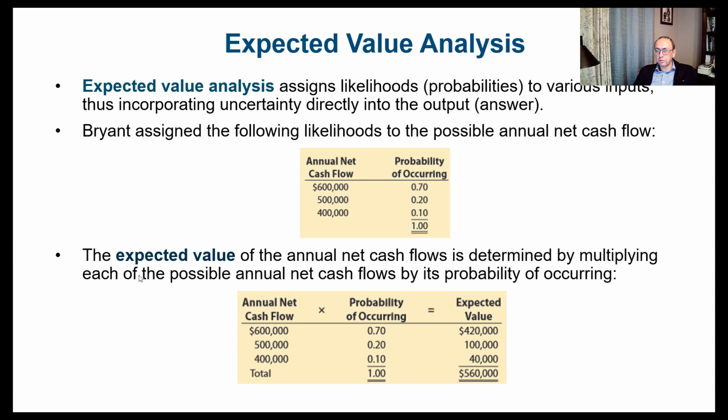So what we are going to do is calculate the expected value of the annual net cash flow. And how do we determine that? By multiplying each of the possible annual net cash flows by its probability of occurring. So simply we take each one of these values and multiply it by its related probability, and then we get the expected values for each one, and then add them together. That would be the expected value for that kind of equipment, and in this case, it turned out to be $560,000.